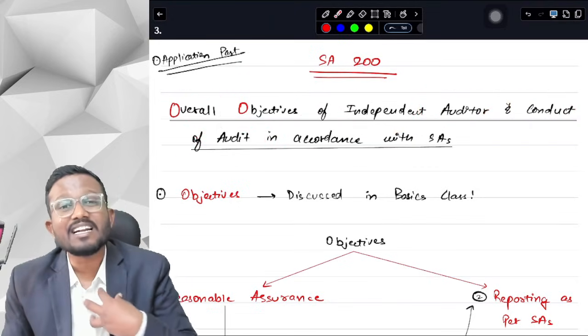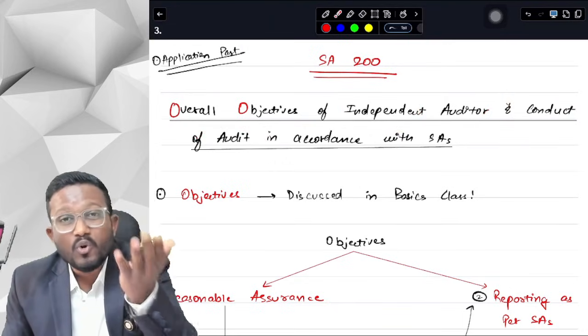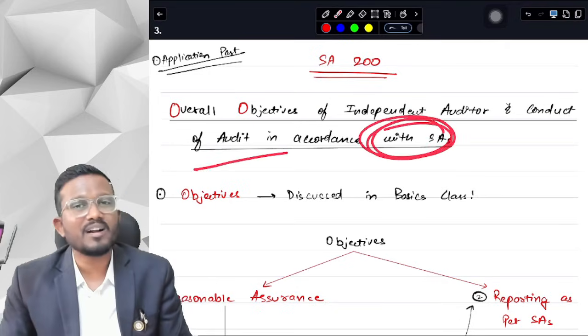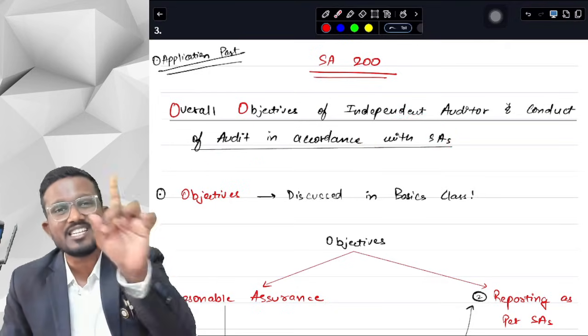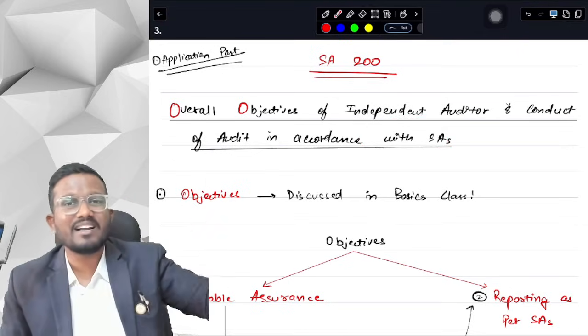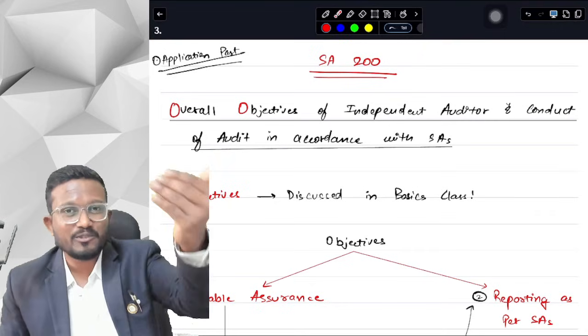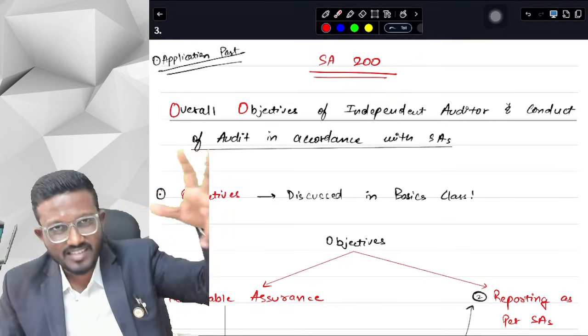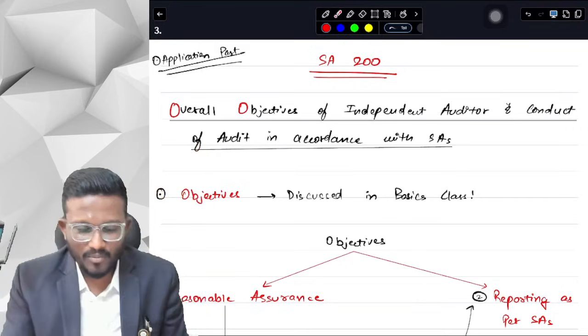What is our objective as an auditor? What is my objective to do an audit, and how can I conduct an audit as per SAs? We have to conduct the audit as per SAs. This is the first standard of your Standards on Auditing series. We have already discussed SQC 1 and SA 220 that talk about quality control, which is applicable on all of the standards. This standard is your first standard from the SAs.